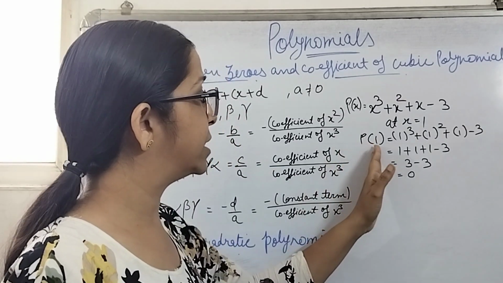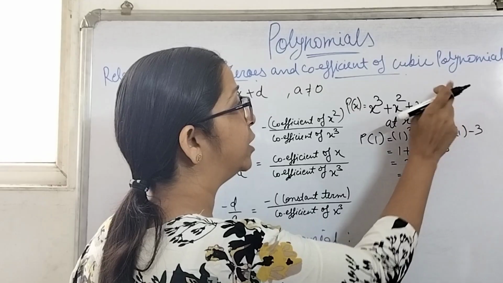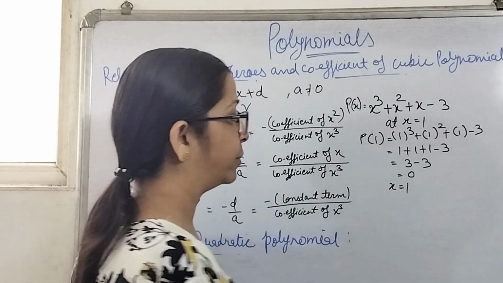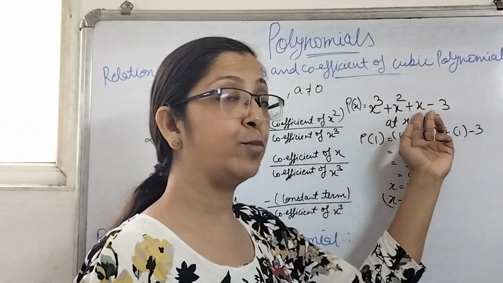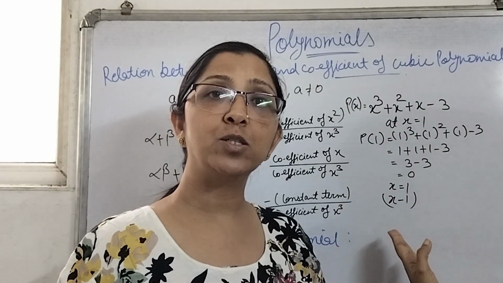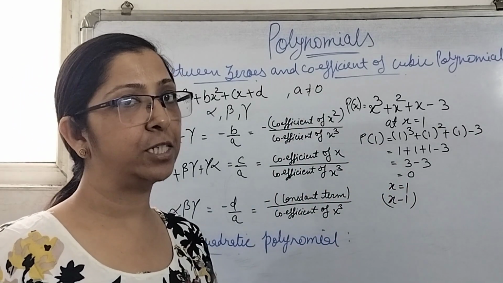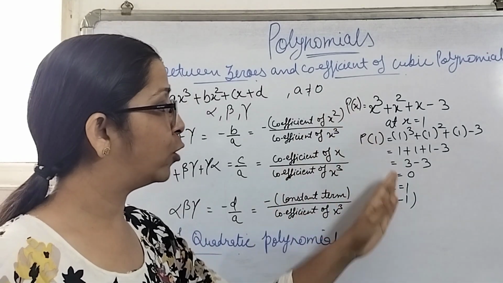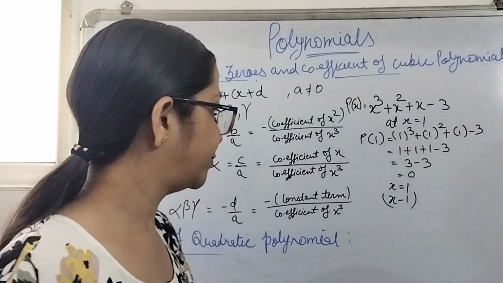Now once we have this polynomial, if at x is equivalent to 1, this polynomial is turning to 0, that means x is equivalent to 1 is the root of this polynomial. That simply means x minus 1 is one of the factors of this polynomial. And when we divide this polynomial by x minus 1, we will get a quadratic polynomial, and by using the method of factorization we can find the two more zeros of that particular polynomial. So this is how we can find the factors or the zeros of a cubic polynomial.